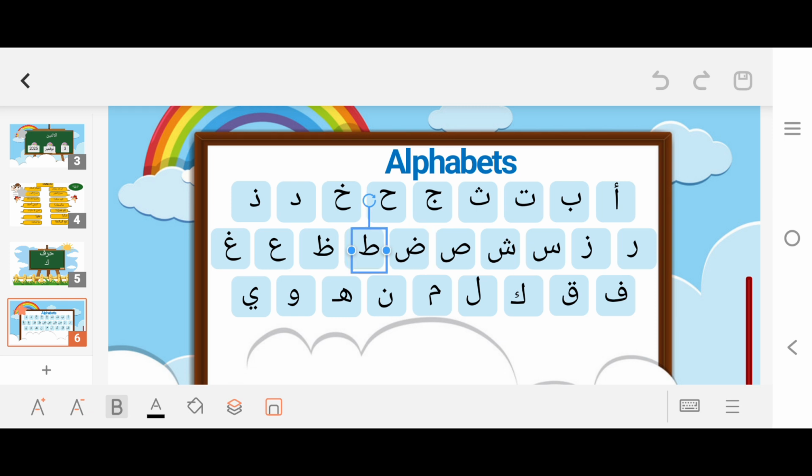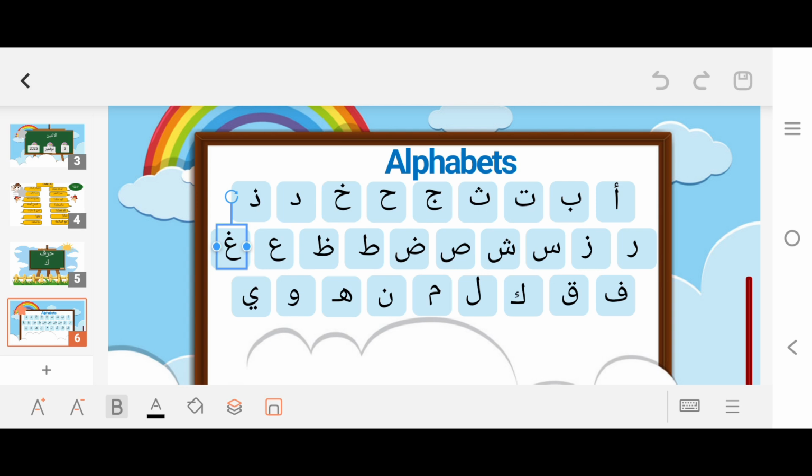And the next one is Ta. And the next one is Za. And the next one is Ein. And the next one is Ghein.